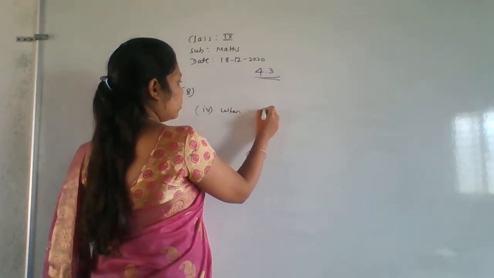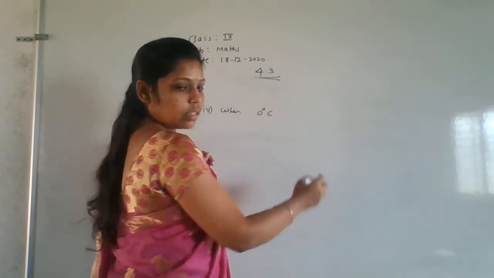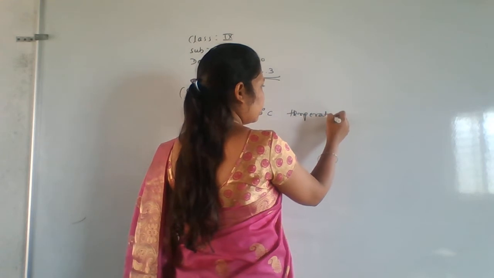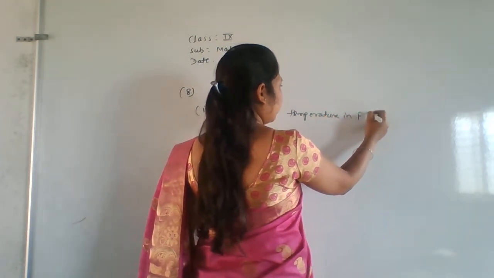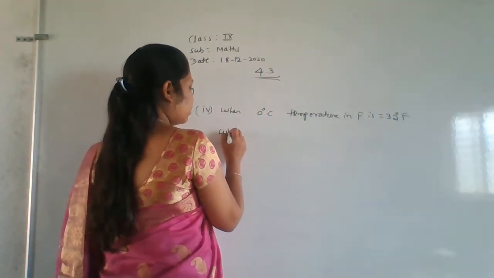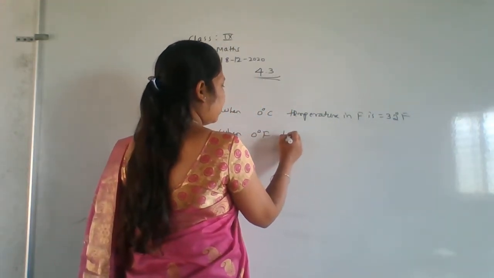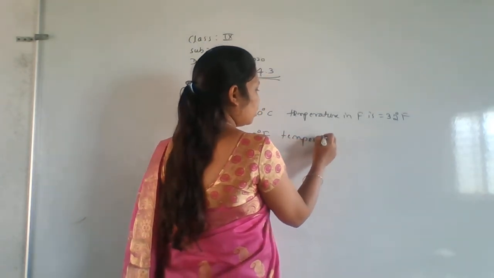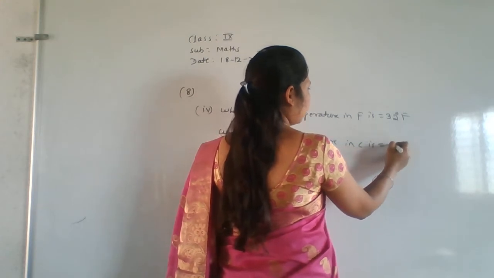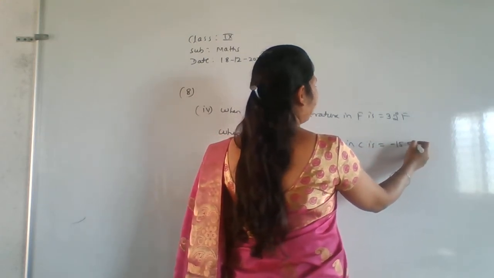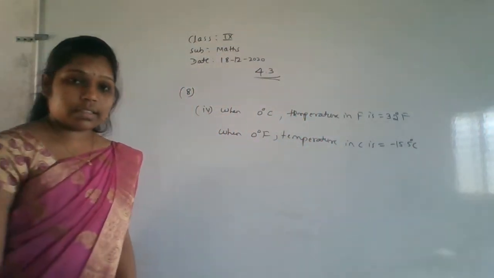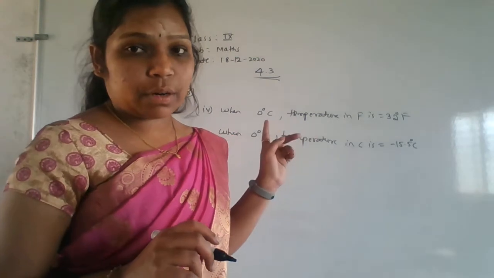Write the fourth problem answer. When 0 degrees Celsius, the temperature in Fahrenheit is 32 degrees Fahrenheit. When 0 degrees Fahrenheit, the temperature in Celsius is minus 15.5 degrees Celsius. So this is the answer. We already did it in the first main only.